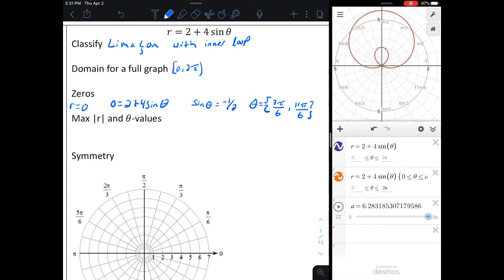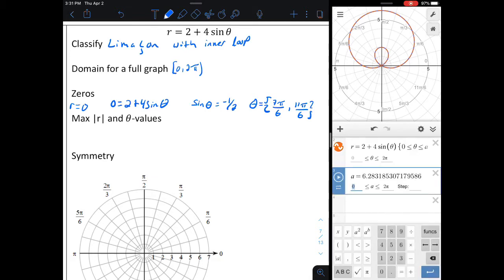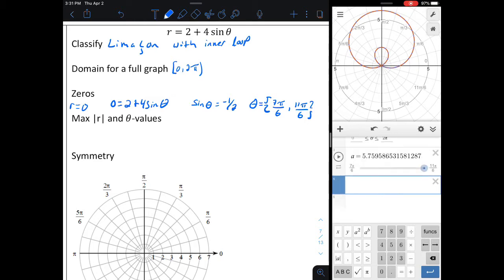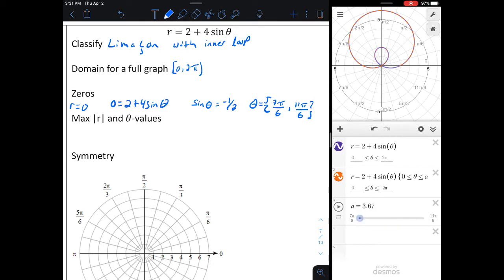Now, what's interesting about that is, if we wanted to, we can now determine the domain for the inner and the outer loops. And so we'll play with our slider here to try to figure this part out. And in fact, let's see what happens from 7 pi over 6 to 11 pi over 6, to see what we can do in between here.